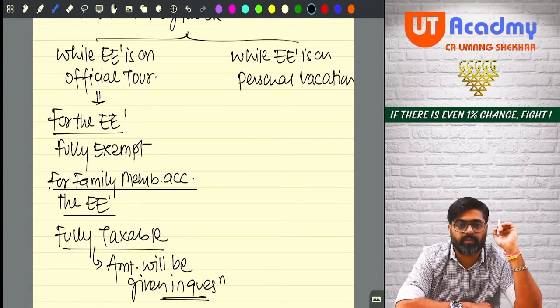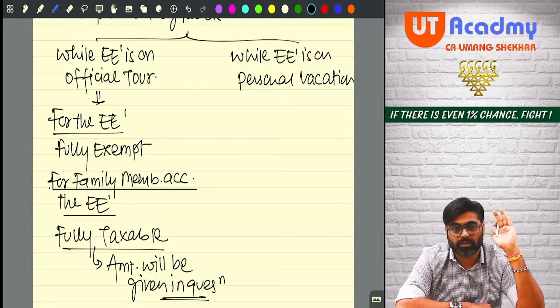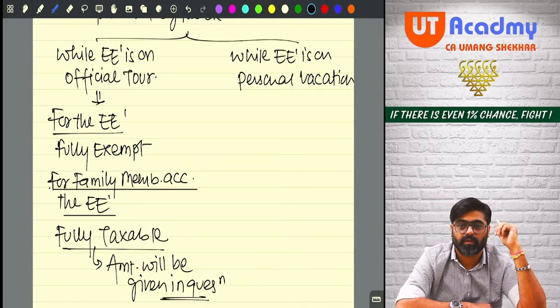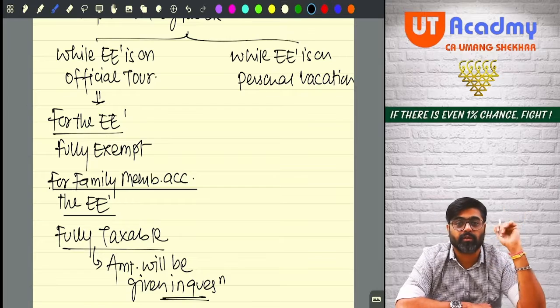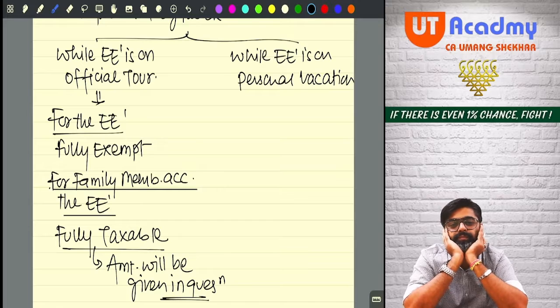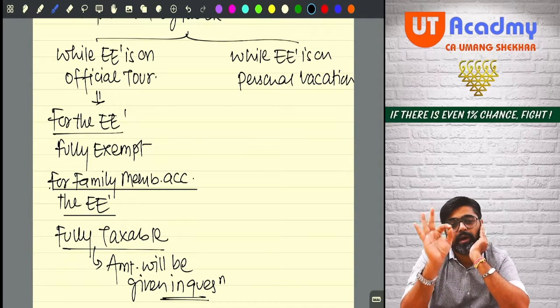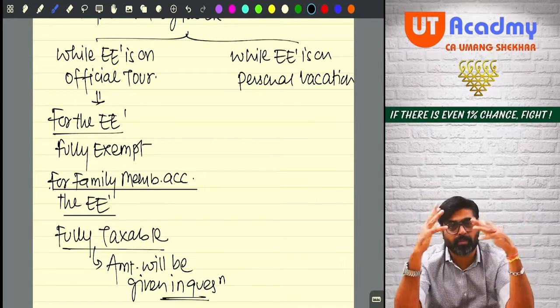Now how will this be given in the question? The employee is going on an official tour of 7 days and his wife is also accompanying him. The total cost of traveling, touring and accommodation incurred by the employer on this official visit for both his wife and the employee was 50,000 rupees. This amount is given in the question. What you will do? Out of 50,000, half would relate to him and half would relate to the wife, proportionately. If no proportion is given, half.